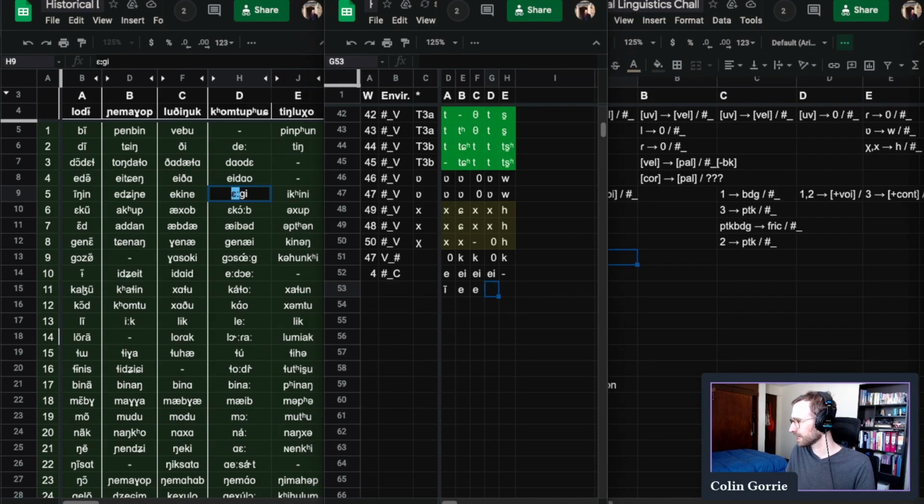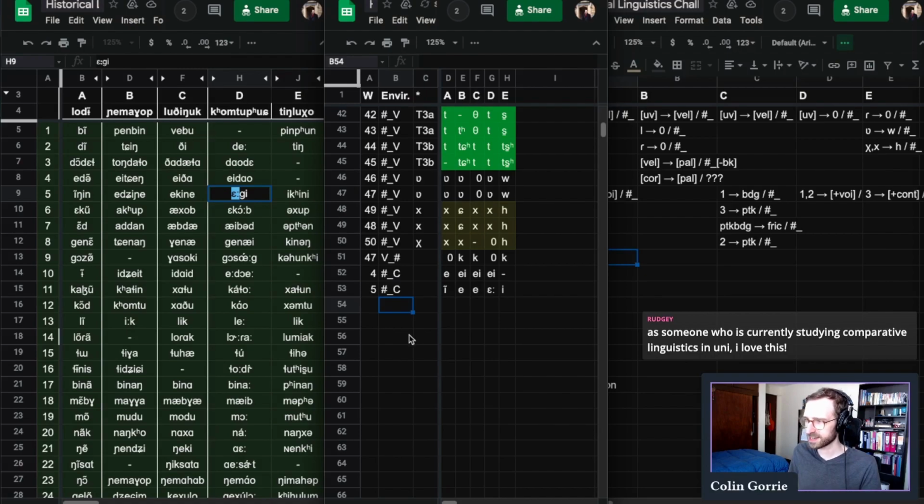Okay, let's just try this. And E. And this is in word 5. So we're just going to start off with these word initial vowels, because then we only have one side of the environment to worry about.